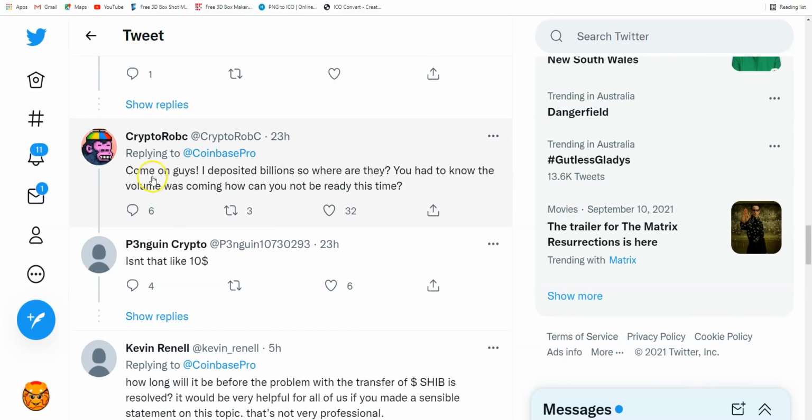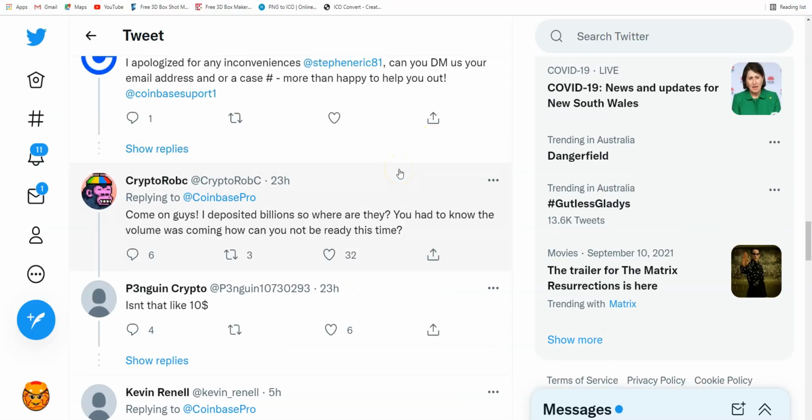Anyway, one person here says, "Come on, guys! I deposited billions. Where are they? You had to know the volume was coming. How could you not be ready for it this time?" And that's certainly true, because Binance experienced volume issues, and that was way back then. You would have expected that Coinbase would be prepared for the demand which SHIB would bring. Anyway, that presents a very interesting dilemma in my view.